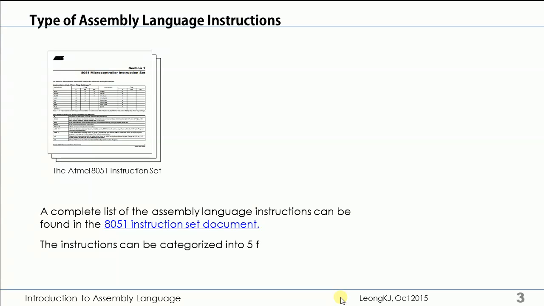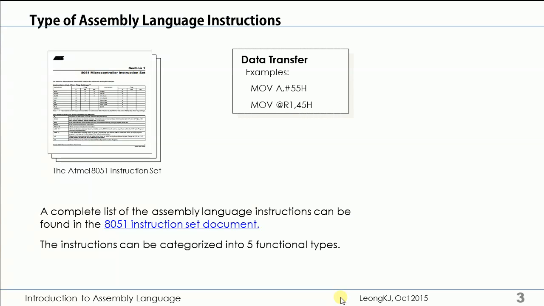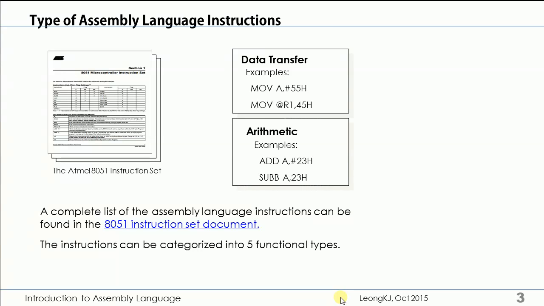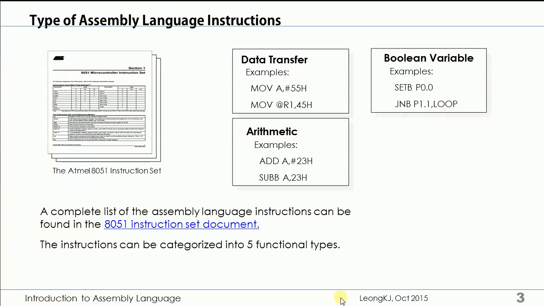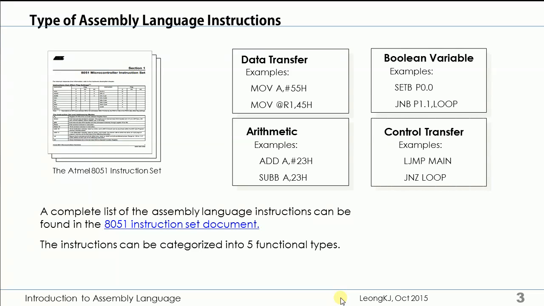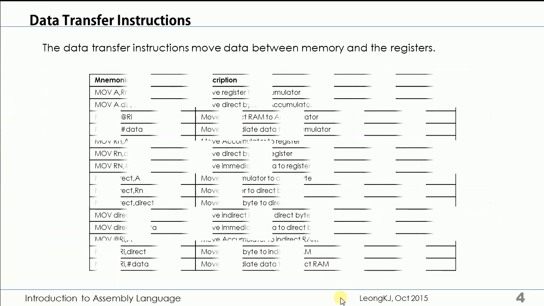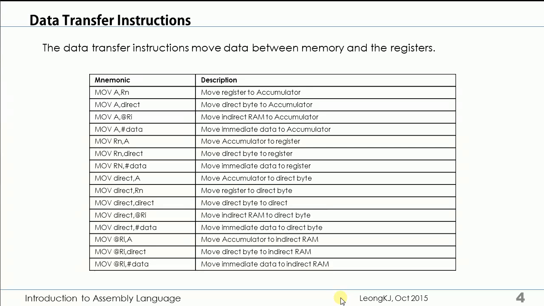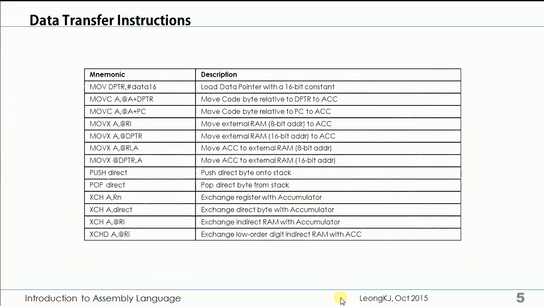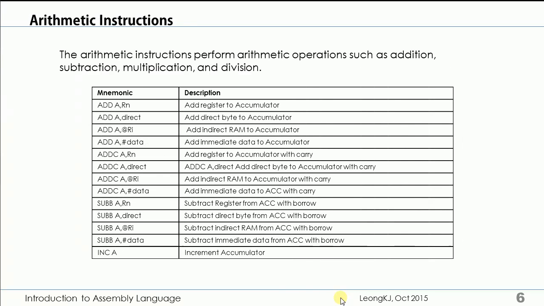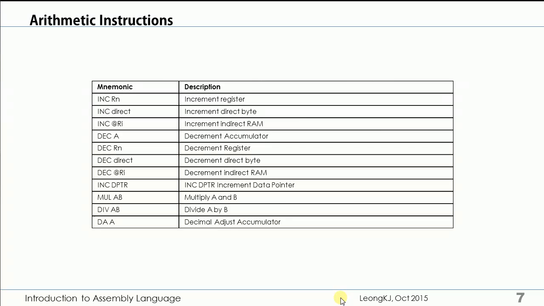The instructions can be categorized into 5 functional types: data transfer, arithmetic, Boolean variable, control transfer, and logic. This table and the following table show all the 8051 data transfer instructions. This table and the following table show all the 8051 arithmetic instructions.